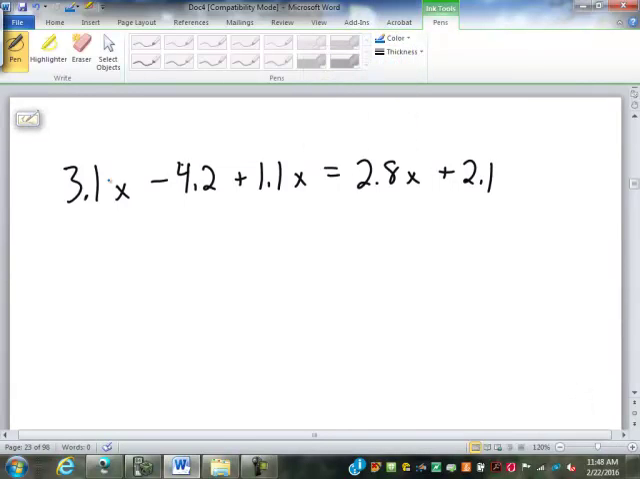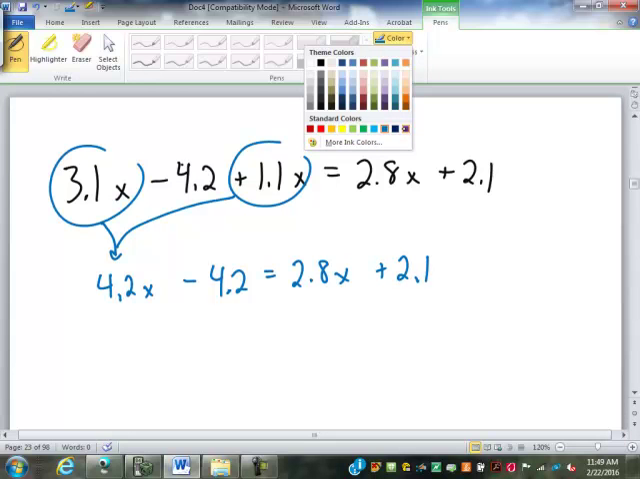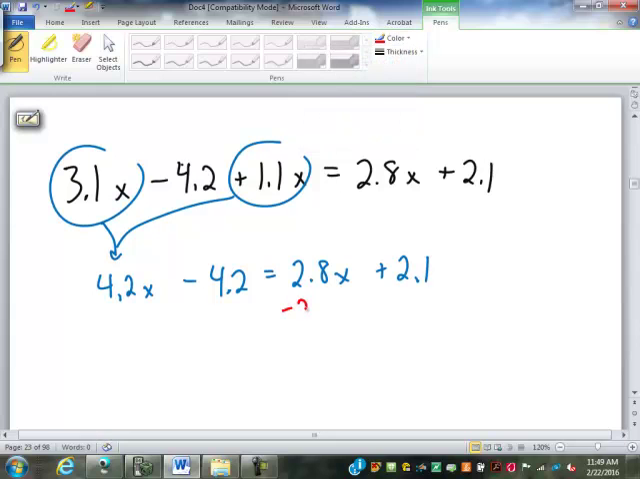So here we've got items to combine on the left side. 3.1x and 1.1x make 4.2x minus 4.2 equals 2.8x plus 2.1. We have to get rid of one of the x's. We'll subtract the 2.8x. Make that go away. Leaves us with 2.1 over here. Subtracting 2.8x here gives us 1.4x minus 4.2.